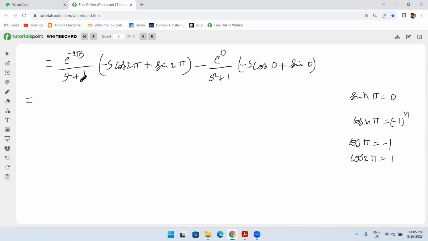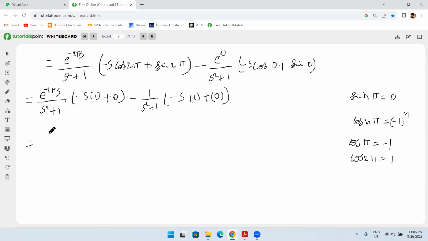So using this, we can write e power minus 2 pi s by s square plus 1, and minus s into cos 2 pi, whose value is anyway 1, plus sin 2 pi, and sin n pi is always 0 for any n value, minus e power 0, which is equal to 1, by s square plus 1, and minus s into cos 0, which is 1, plus sin 0, which is anyway 0. Okay. So we write the terms: minus s e power minus 2 pi s by s square plus 1, and here minus into minus is plus s by s square plus 1. So this is the final answer.